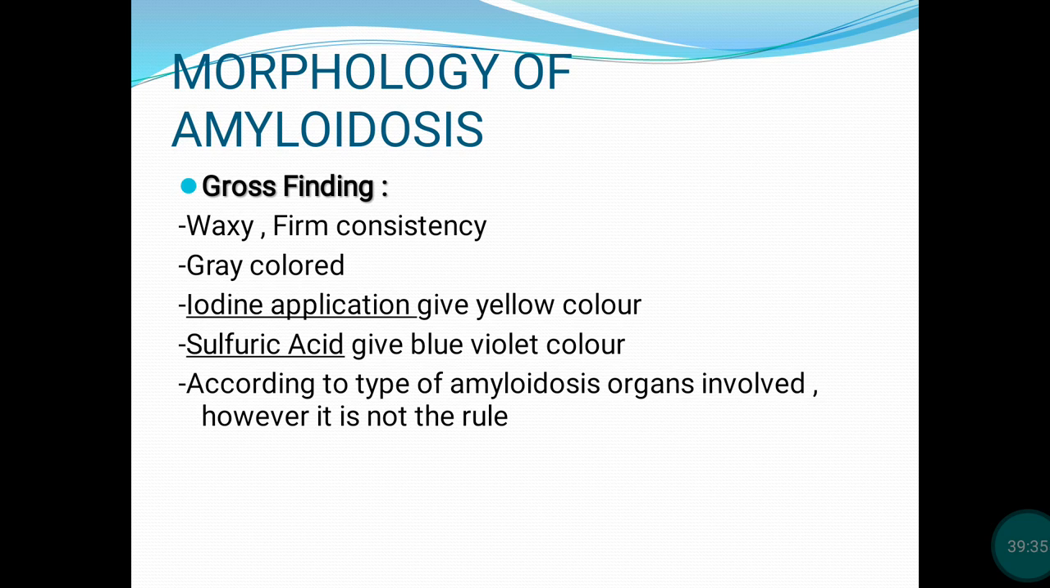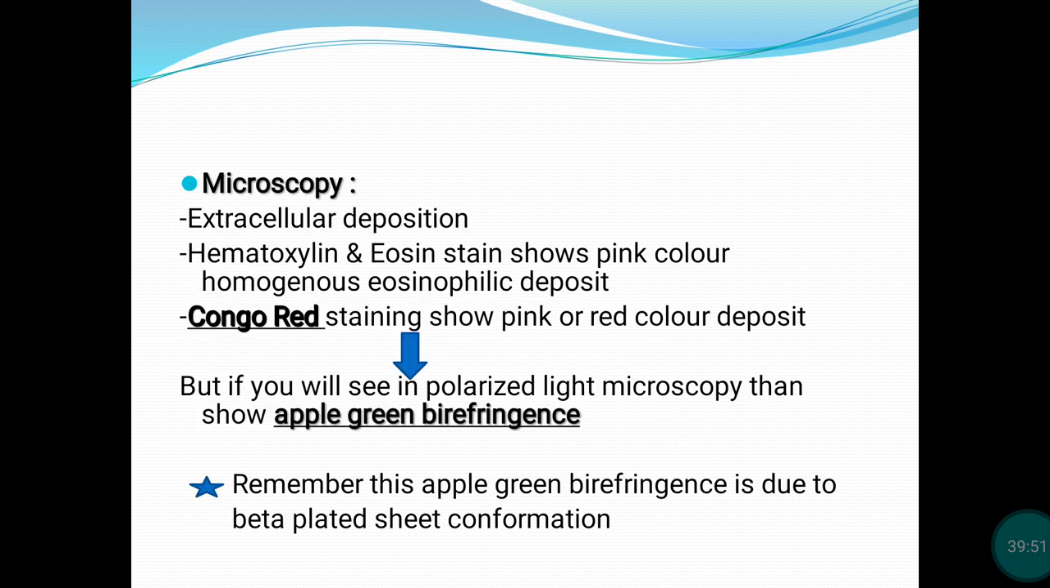Grossly, because of amyloidosis, the color is waxy gray, with a waxy appearance. Consistency is firm. If you apply iodine, it will impart a blue-yellow color, and if you apply sulfuric acid, a blue-violet color will develop. Microscopically, the deposition is extracellular, and with Congo red staining, it will appear pink-red.